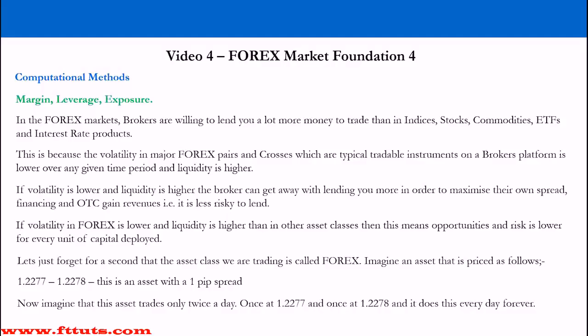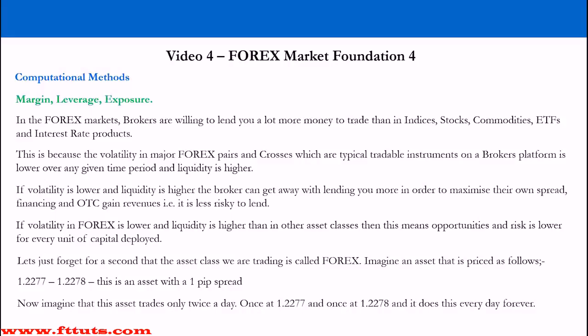And there's a reason for this. It's because the volatility in major Forex pairs and crosses, in the typical tradable instruments on brokers' platforms, is much lower over any given time period, and liquidity is much higher in Forex pairs than in any other asset class. And you've got to ask yourself the question, if volatility is lower and liquidity is higher, then it's pretty obvious that the broker has less risk, especially if they're taking the other side.